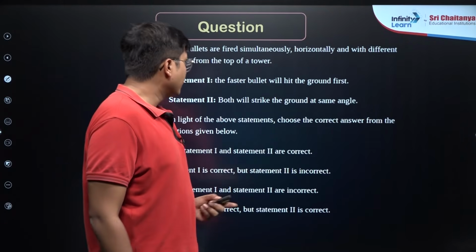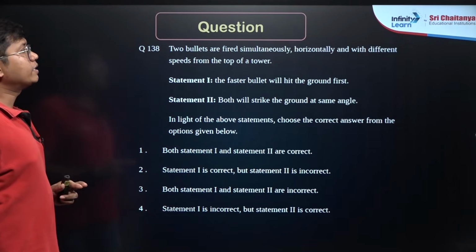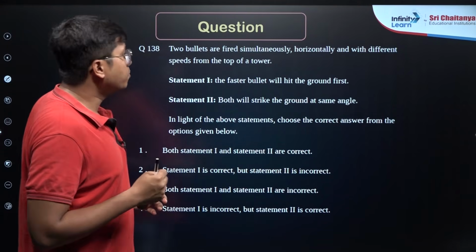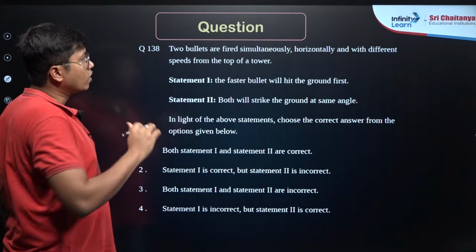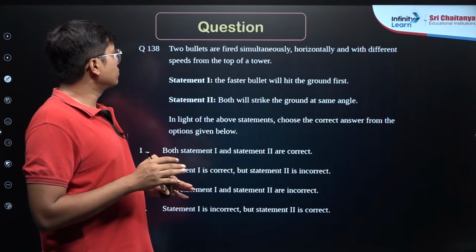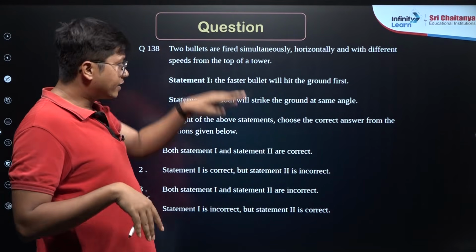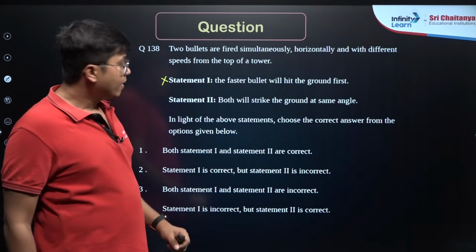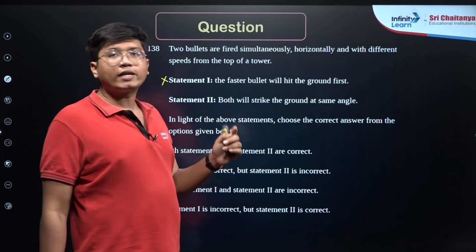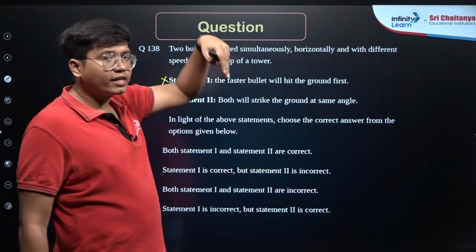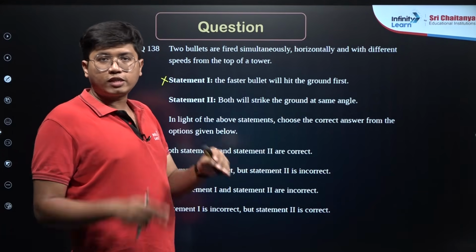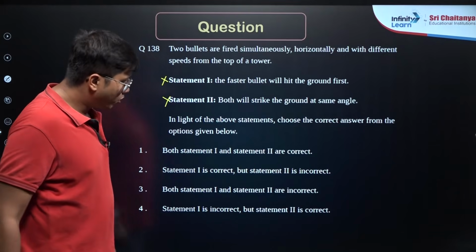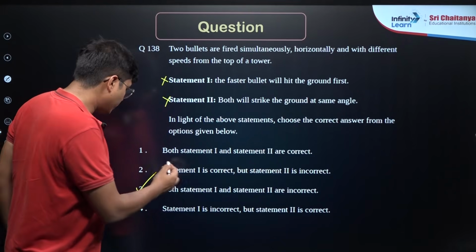Next question says 2 bullets are fired simultaneously, horizontally and with different speeds, from the top of a tower. Faster bullet will hit the ground first. No. If they are launched from the same tower, the time taken to fall is the same for both, so this is an incorrect statement. Next says both will strike the ground at the same angle. No, they will strike the ground with the same vertical component of velocity, but the horizontal component will be different, so the angle will be different. Both statements are incorrect. Option 3.